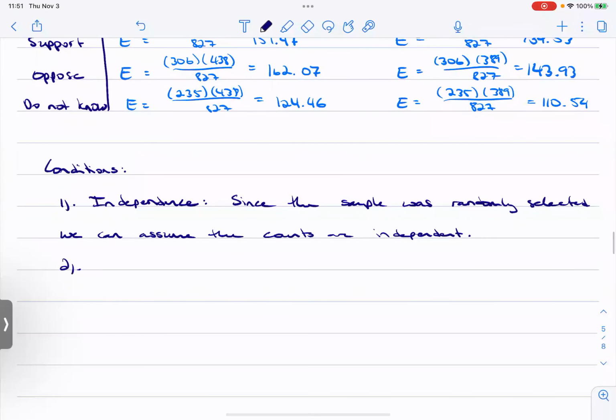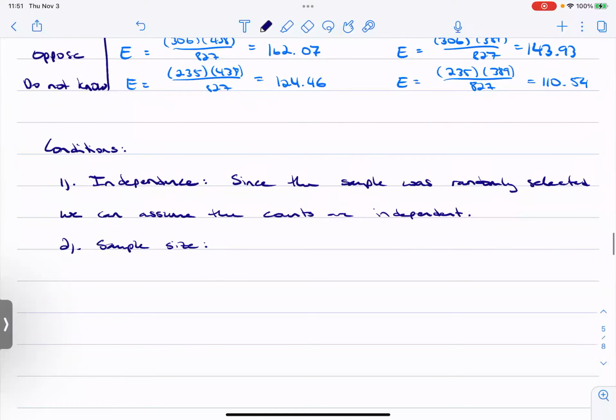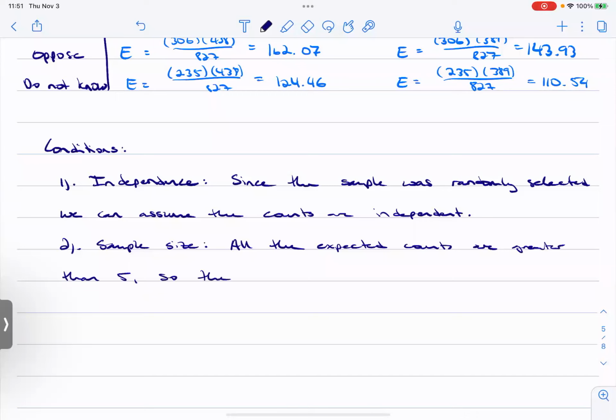The second condition is the sample size condition. All of the expected counts are greater than 5, so the sample size is large enough.